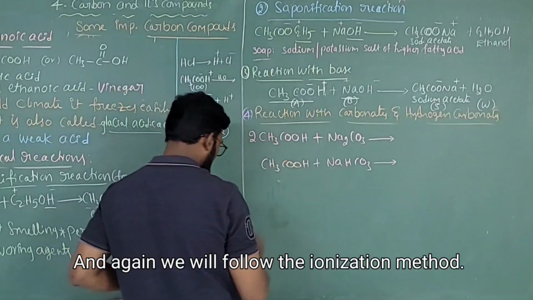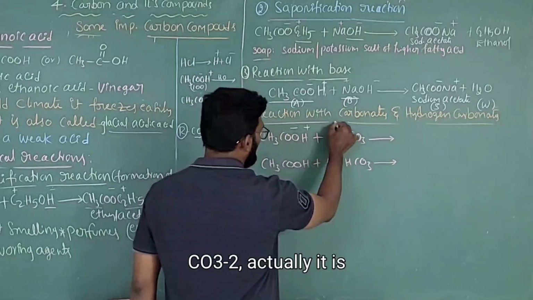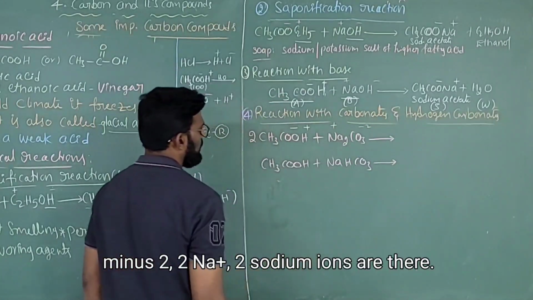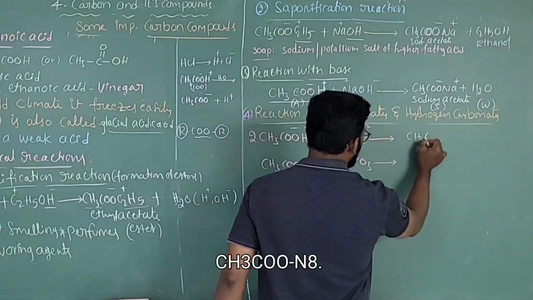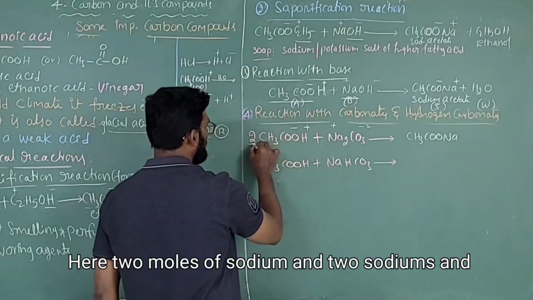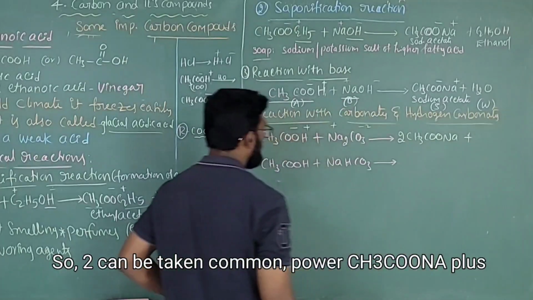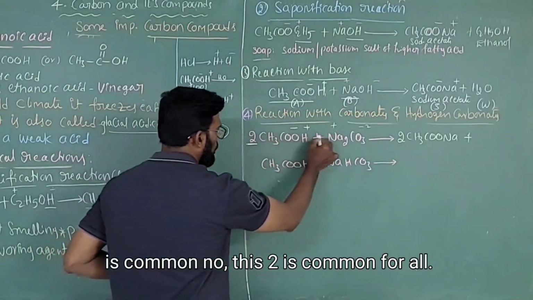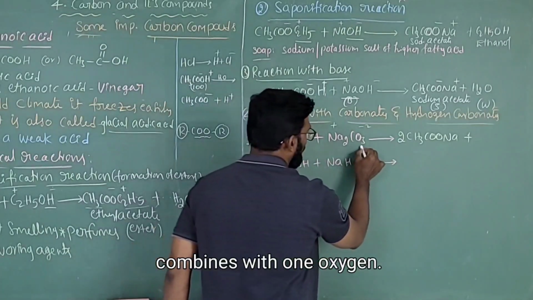And again we'll follow the ionic method. So CH3COO minus, H plus, Na plus, CO3 minus 2, and 2 sodium ions are there. What happens? This CH3COO minus combines with Na, we get CH3COONa. Actually how many moles are there? 2 moles, no? 2 moles of sodium, and here 2 moles of acetic acid, so 2 can be taken common. 2 CH3COONa. What is left? Here 2 hydrogens, this 2 is common for all. So how many hydrogen ions are there here? 2 hydrogen ions. These 2 hydrogen ions combine with 1 oxygen.